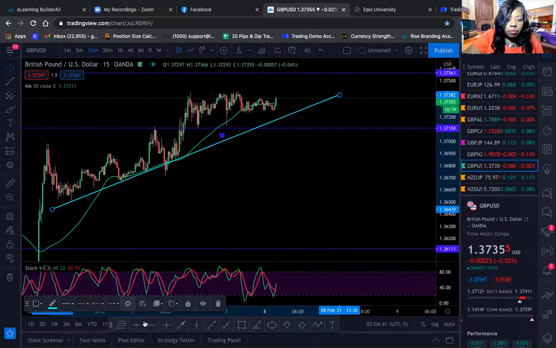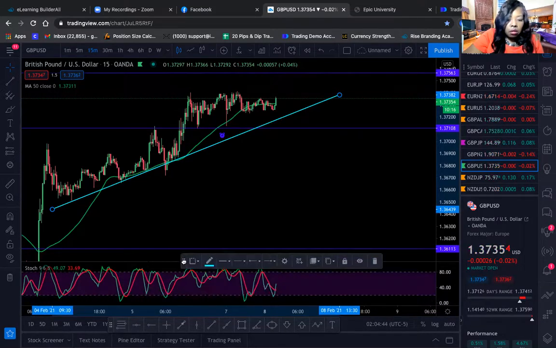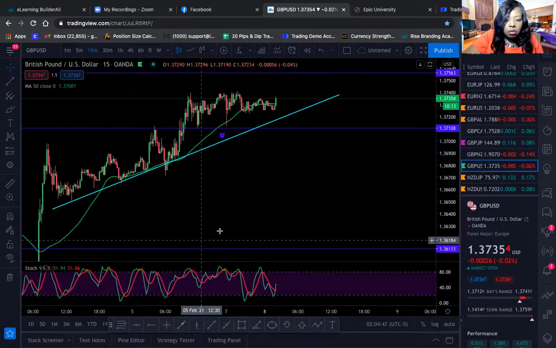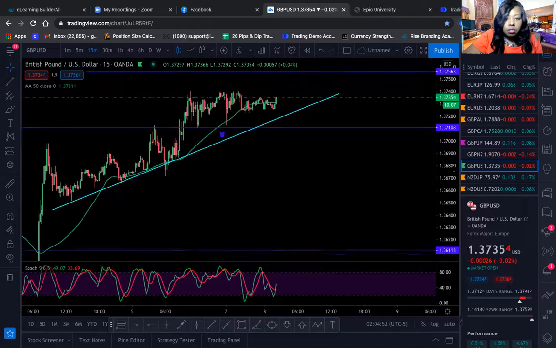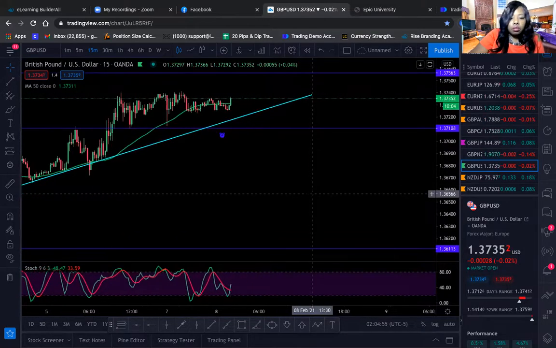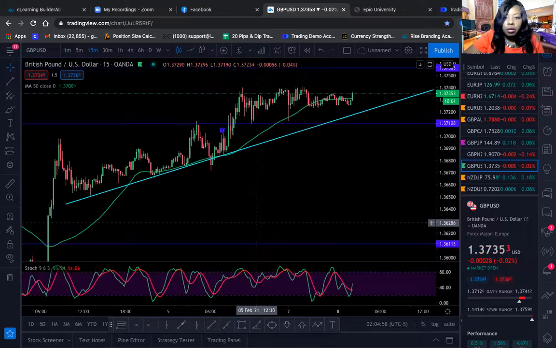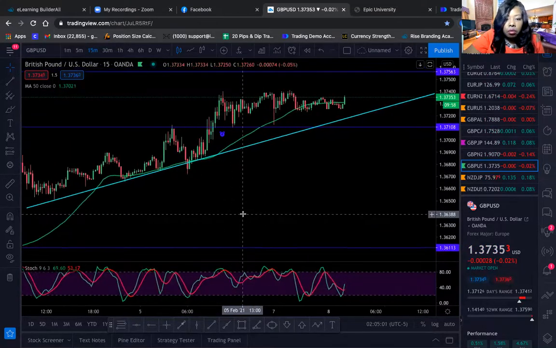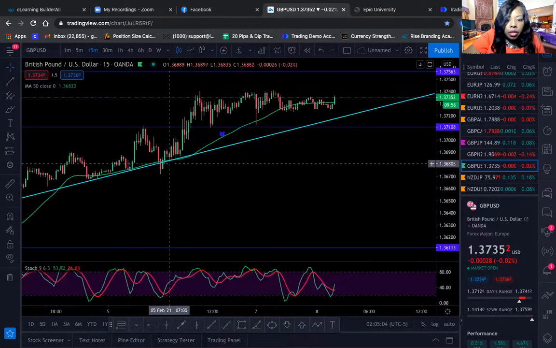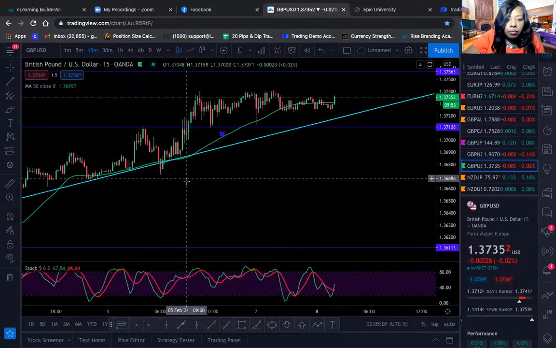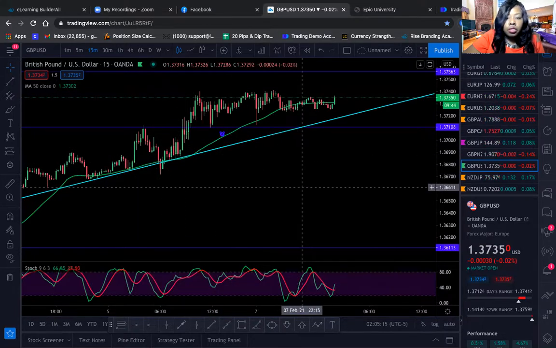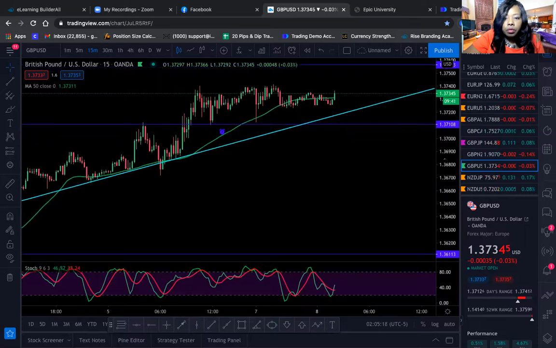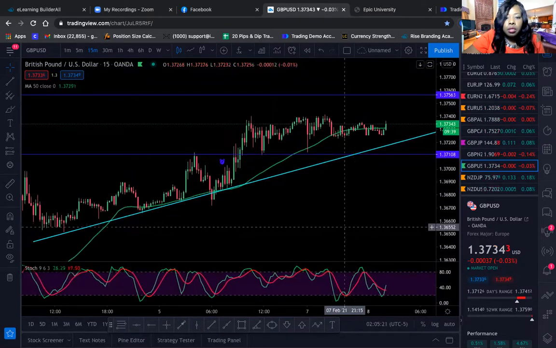I've got to move some stuff out of the way here, sorry. Okay, so let's see. I don't know what happened to my sizer here, but that's okay. But look at how many other times it respected this trend line, right? Went up, it just kept bouncing off of this trend line here. So this is a very valid trend line, even though it's on a smaller time frame. Okay, this is going to help me get some sniper entries.